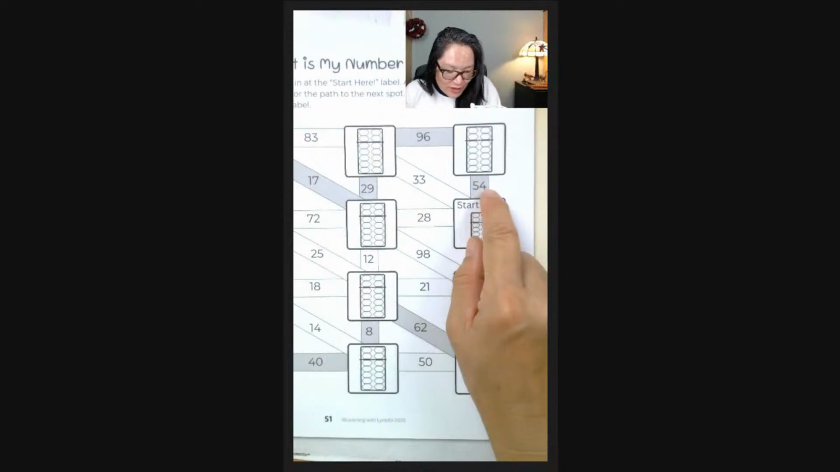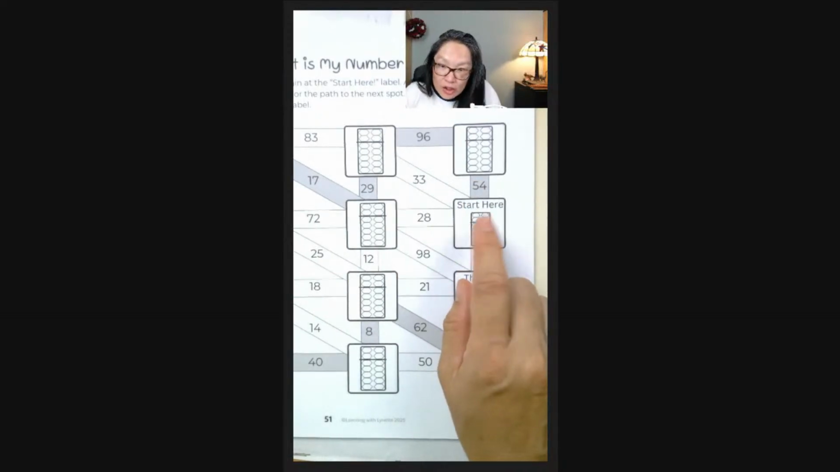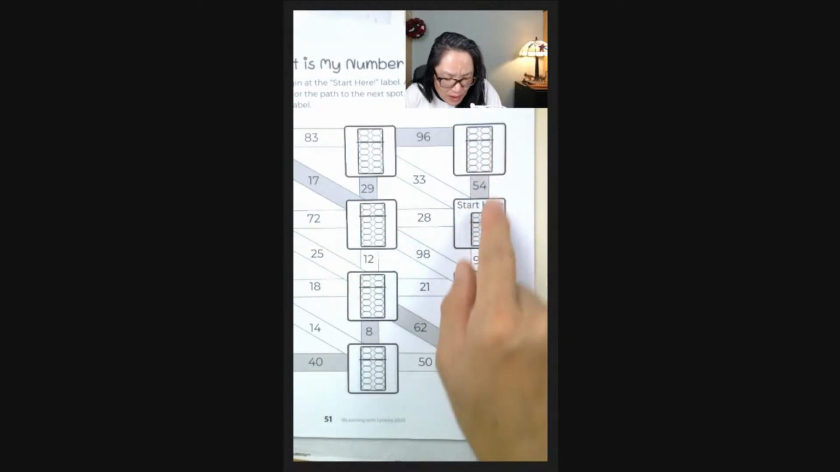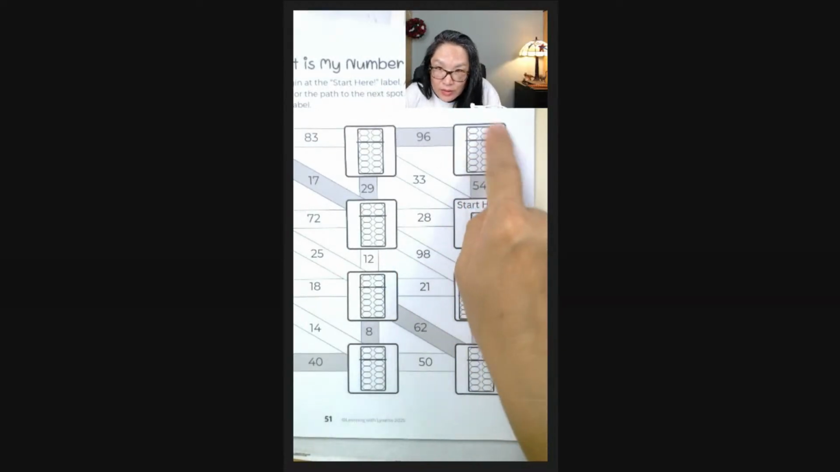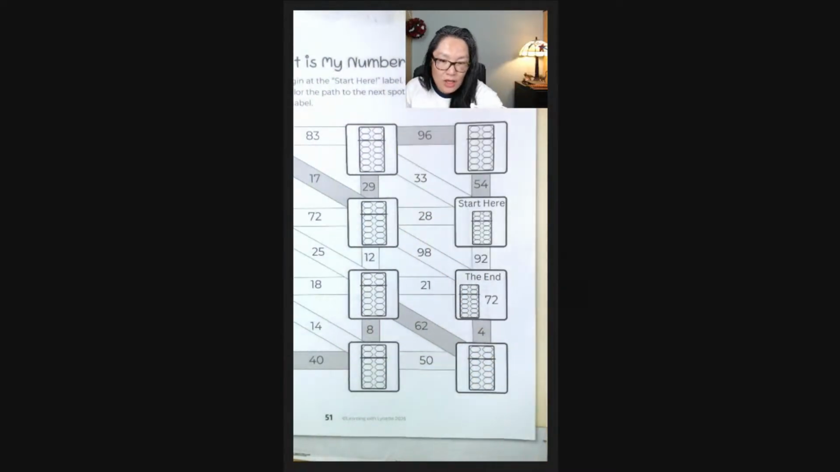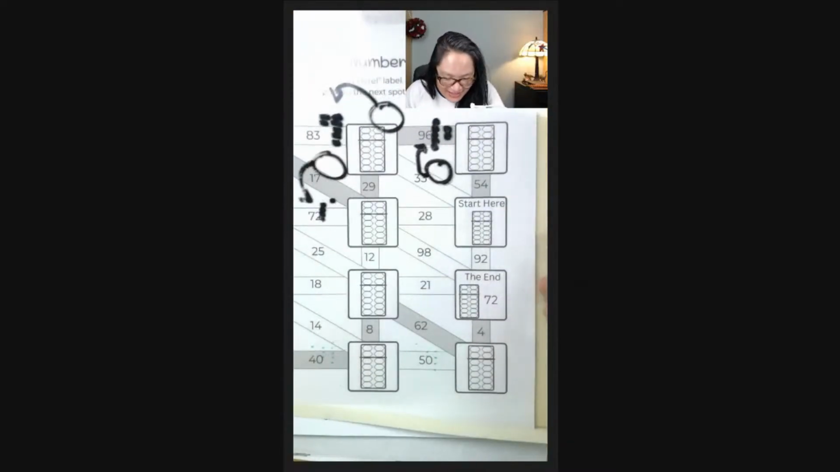So here I give you the number 54, and you're going to color in 50, and then you're going to color in 4. What? Really? What does that mean? So then I go to the next box because that's where the line goes. Here's my next box, and you go to 96, and you have to color in 96. So that's what made the maze.